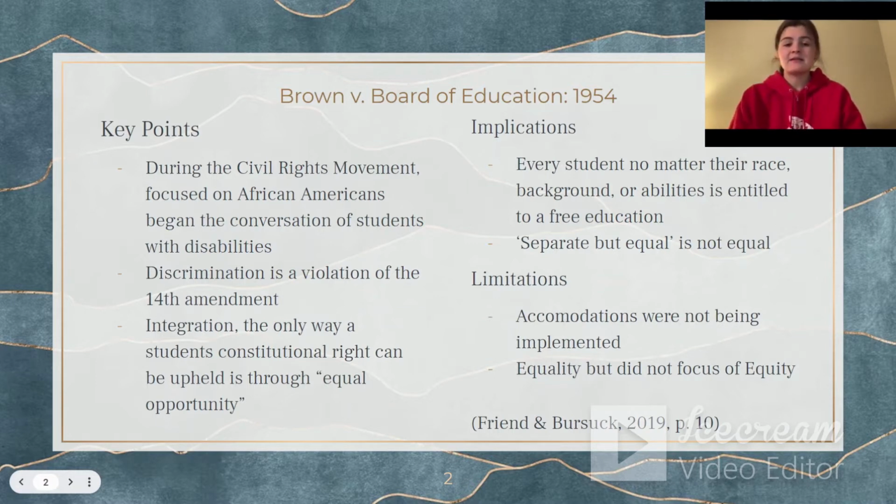opportunity. Some implications of this case were first making a clear connection that every student is entitled to a free education. Another implication was the distinction that anything labeled separate but equal is in fact not equal. Some limitations of this case were not bringing up the need of accommodations for students to become successfully integrated. Also, another limitation was not focusing on equity among students.